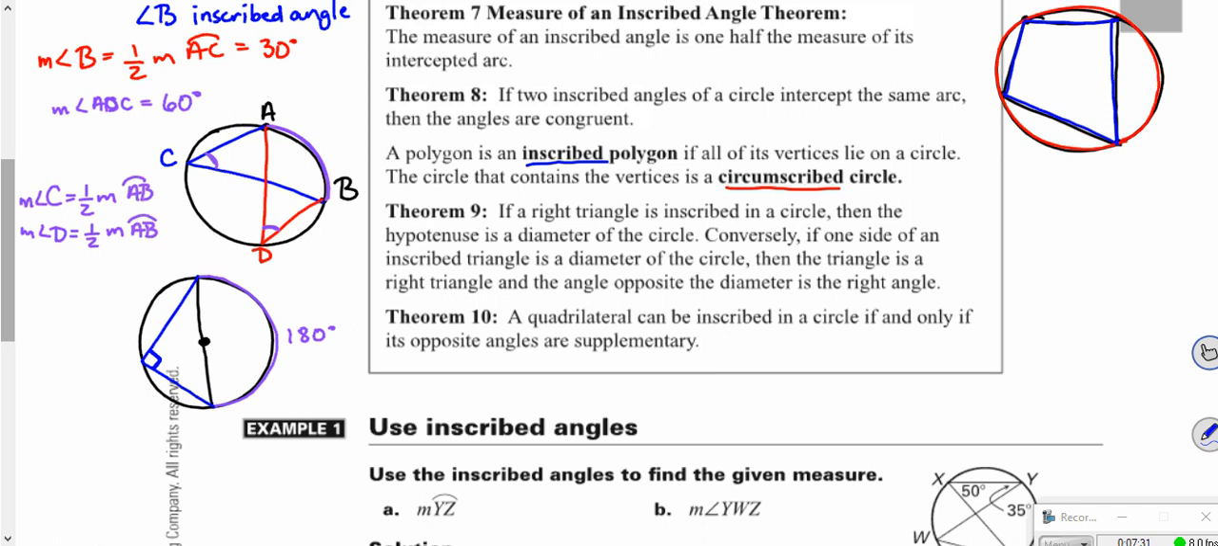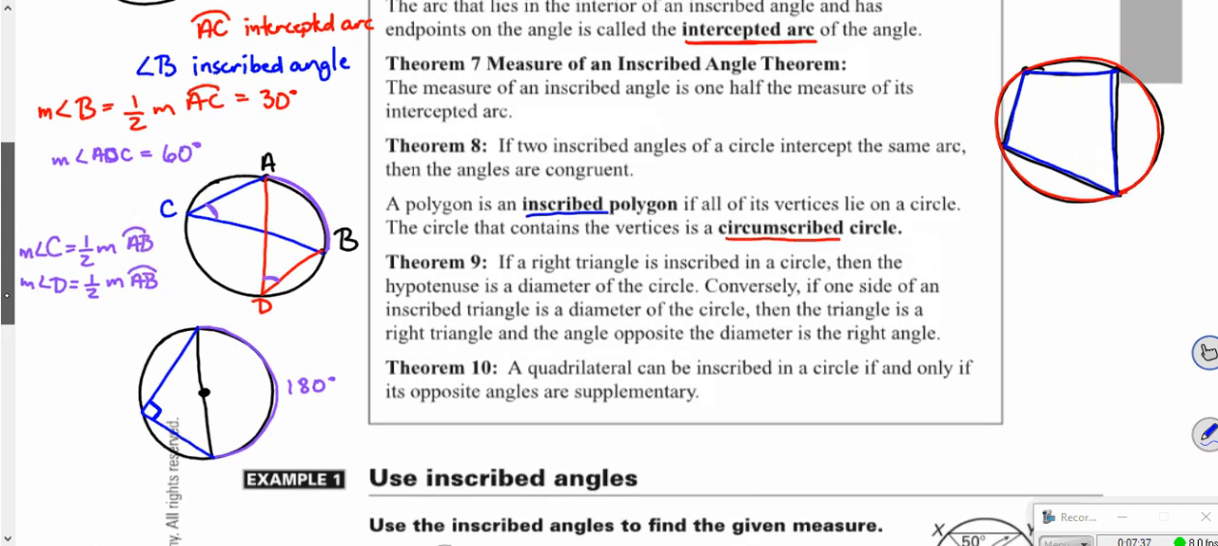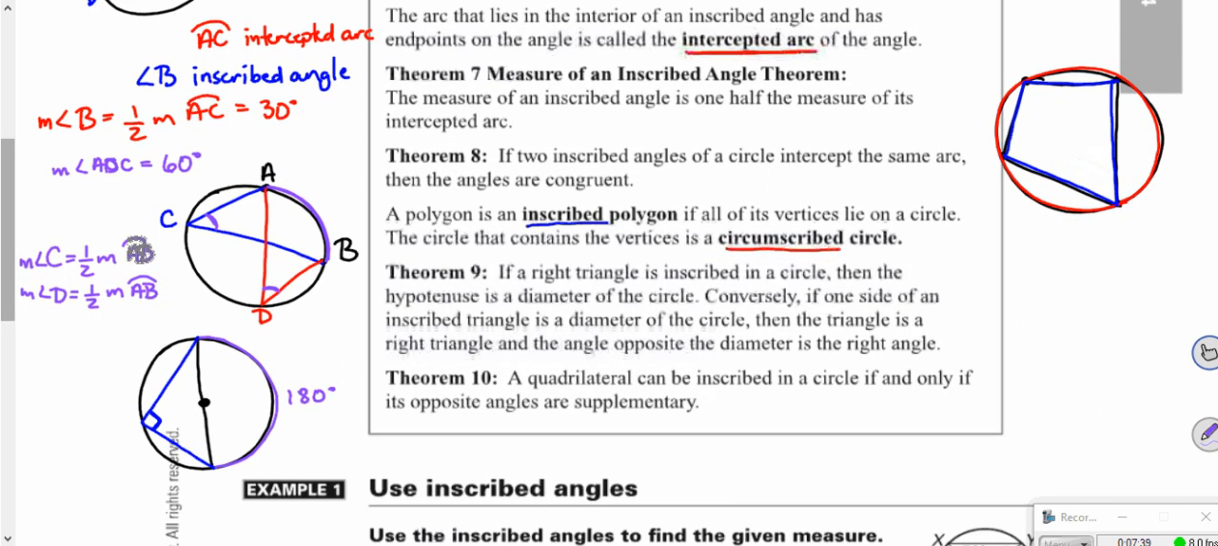Theorem 10, a quadrilateral can be inscribed in a circle if and only if, again, I want to point out the if and only if part here. If and only if, remember that is a biconditional statement, goes both directions. Its opposite angles are supplementary. Now, let me show you a picture of this one. So let me start off with a new circle again. Now that's a quadrilateral. I just put 4 points, 4 vertices on a circle.